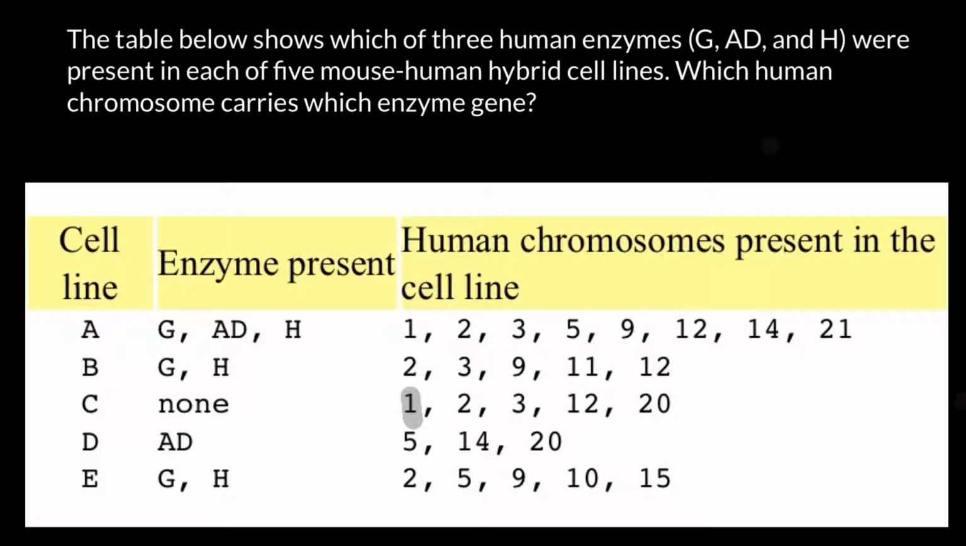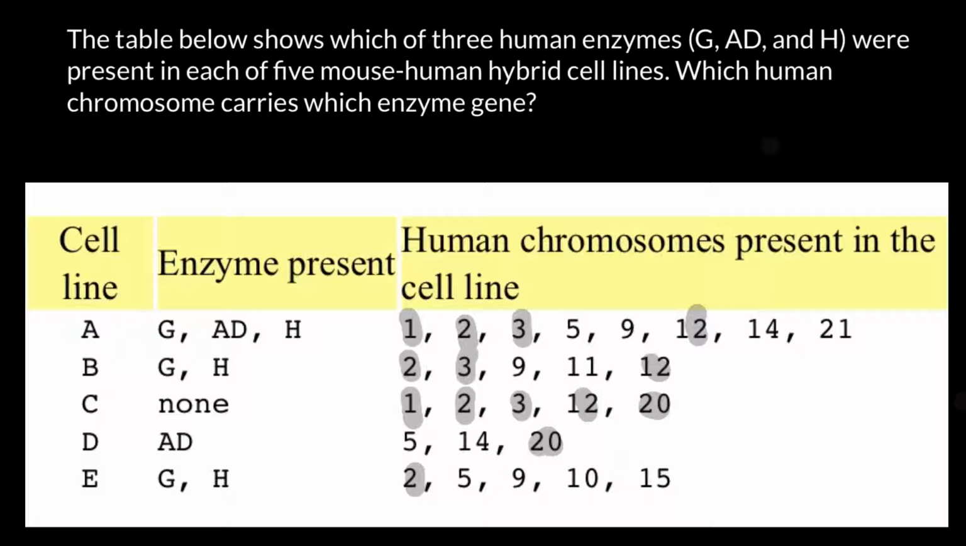So we know for sure that chromosome number 1 doesn't carry any gene, so we can exclude chromosome number 2, and we can exclude chromosome number 3, and chromosome number 12, and chromosome 20. So we also can cross out 12 here, and 20. So now what are we left with?